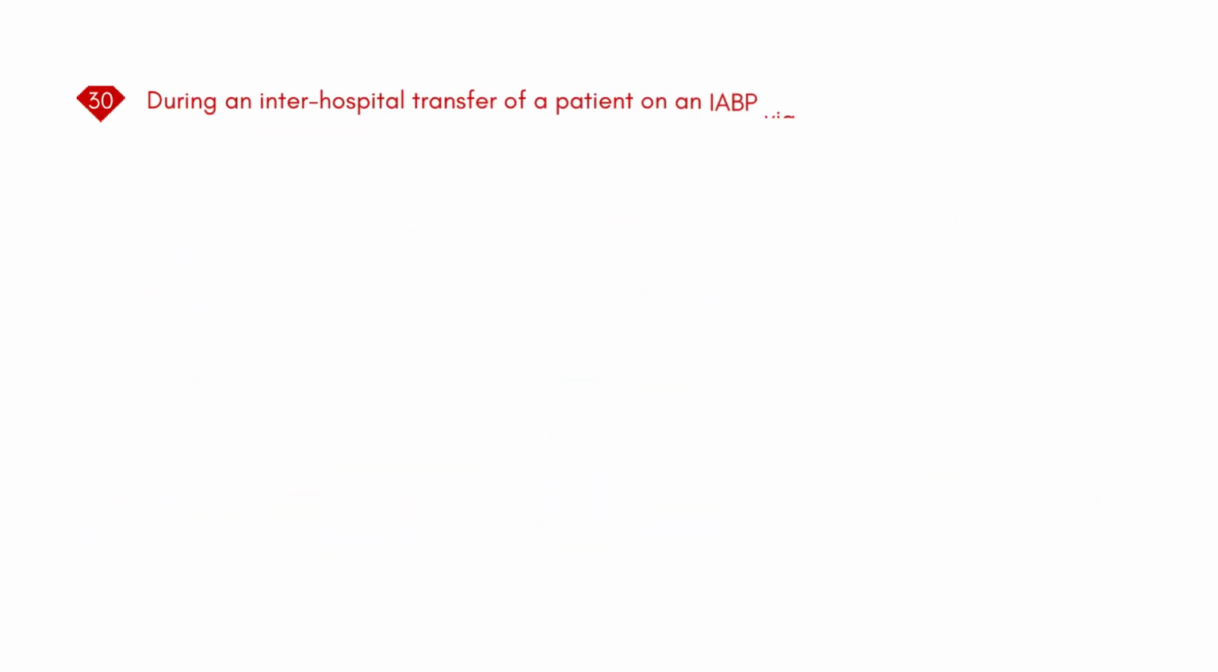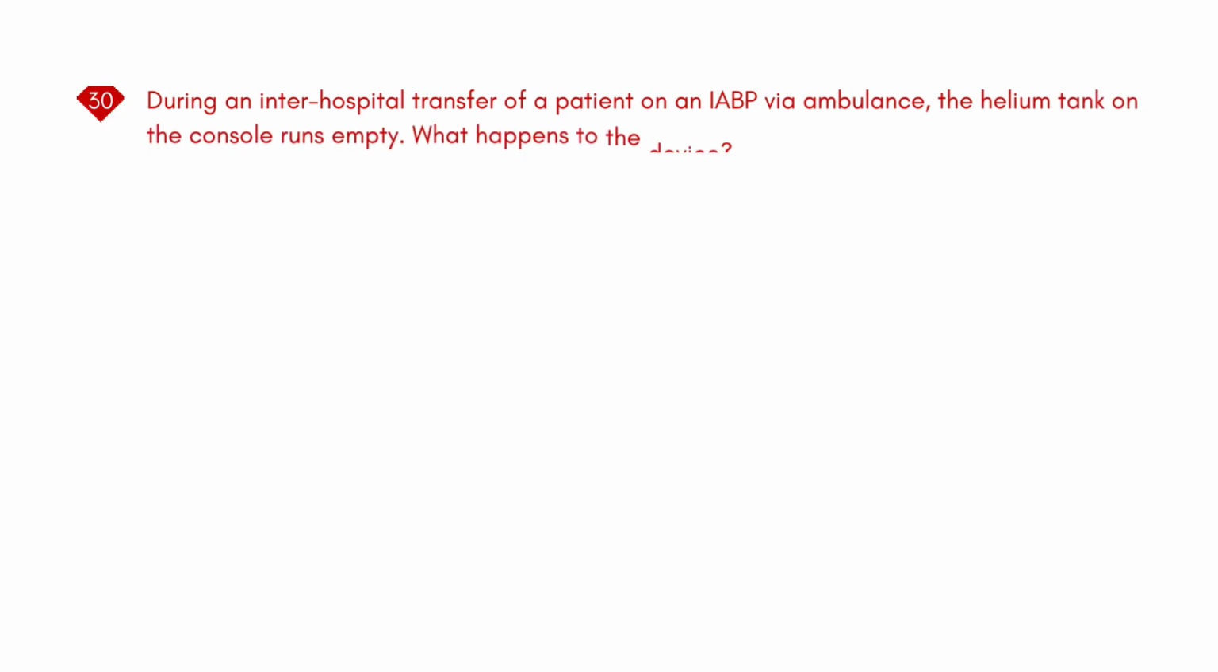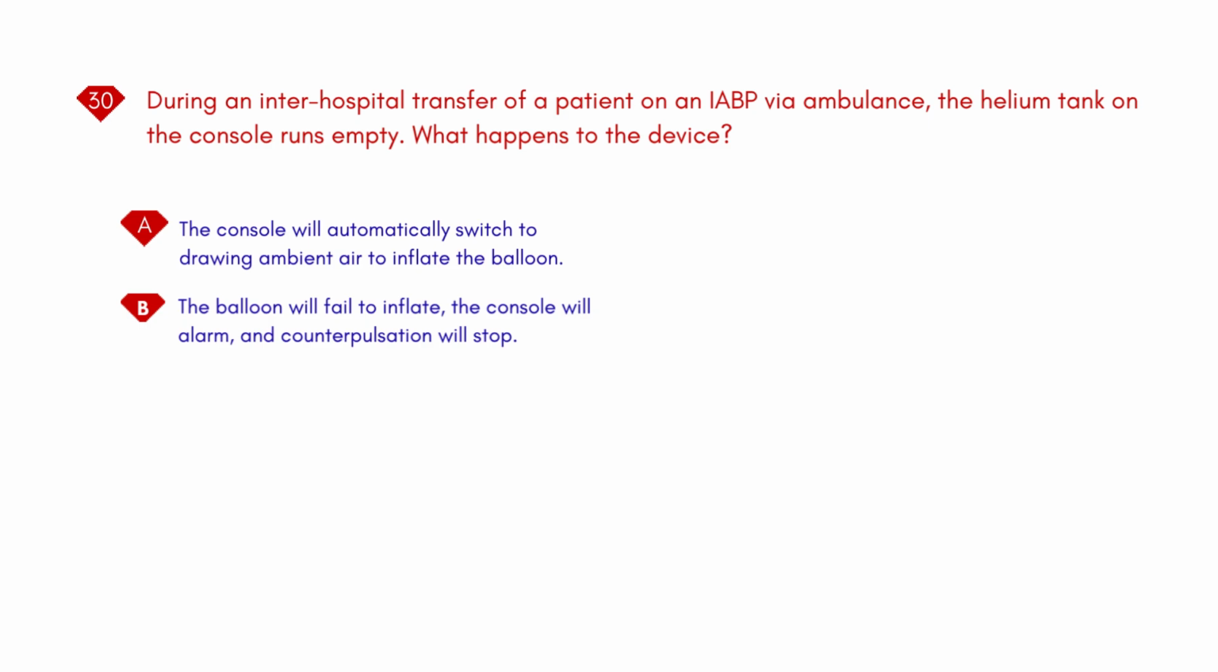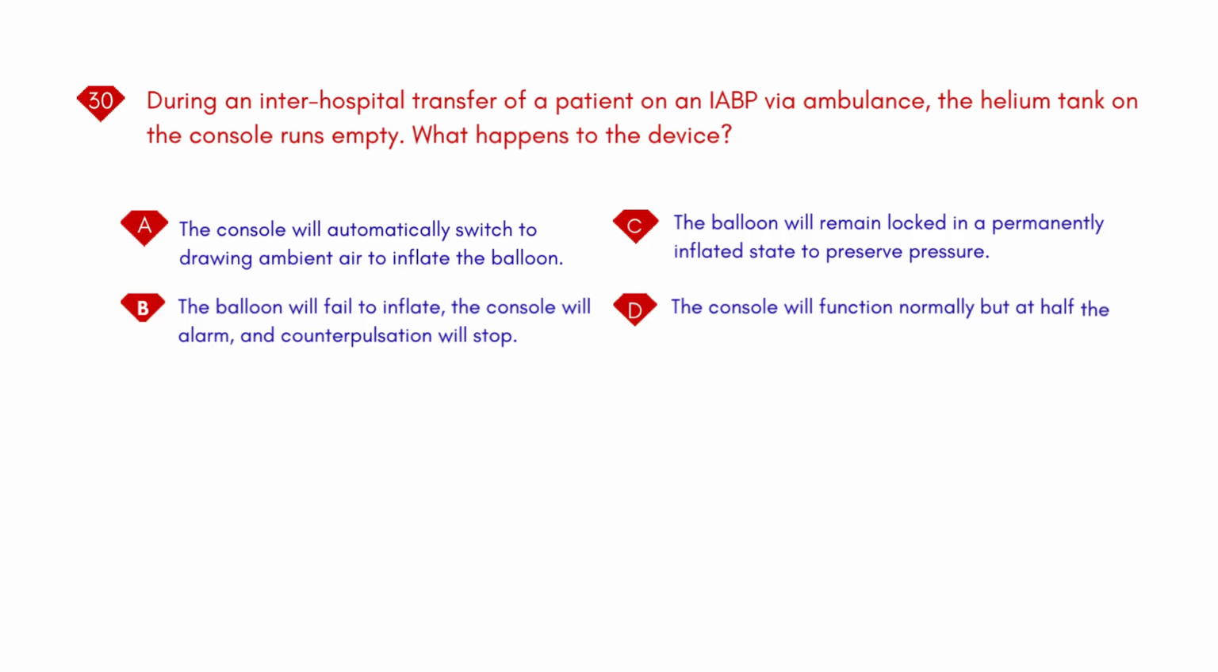During an inter-hospital transfer of a patient on an IABP via ambulance, the helium tank on the console runs empty. What happens to the device? A. The console will automatically switch to drawing ambient air to inflate the balloon. B. The balloon will fail to inflate, the console will alarm, and counterpulsation will stop. C. The balloon will remain locked in a permanently inflated state to preserve pressure. D. The console will function normally but at half the assist ratio.